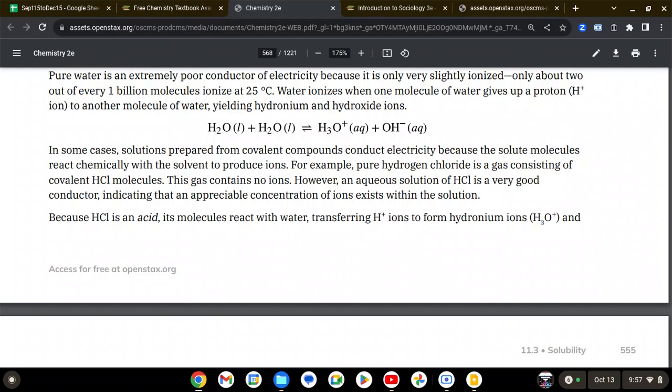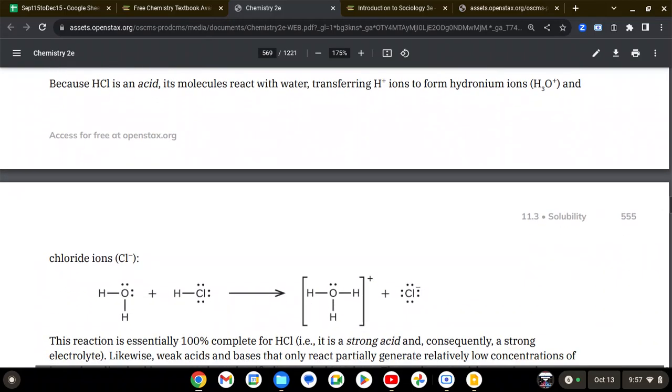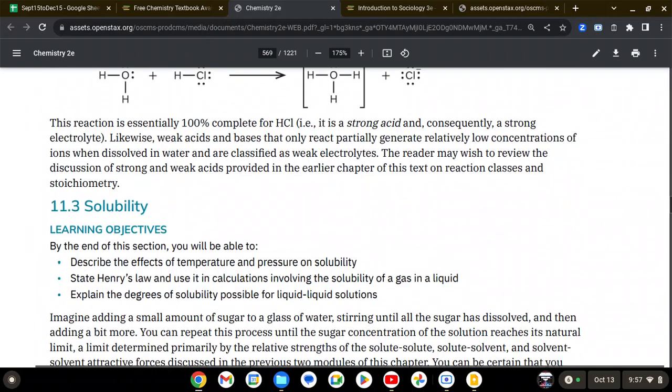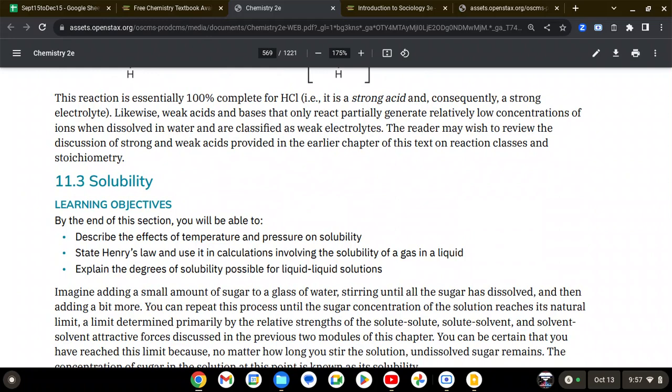For example, pure hydrogen chloride is a gas consisting of covalent HCl molecules. This gas contains no ions. However, an aqueous solution of HCl is a very good conductor, indicating that an appreciable concentration of ions exists within the solution. Because HCl is an acid, its molecules react with water, transferring hydrogen ions to form hydronium ions and chloride ions. This reaction is likewise 100% complete for HCl.